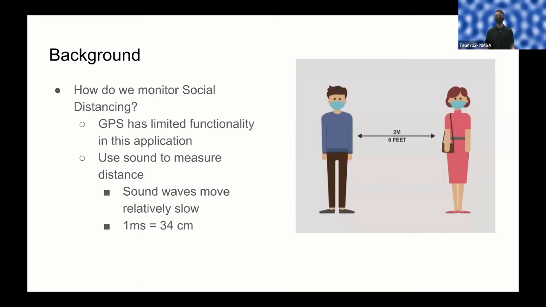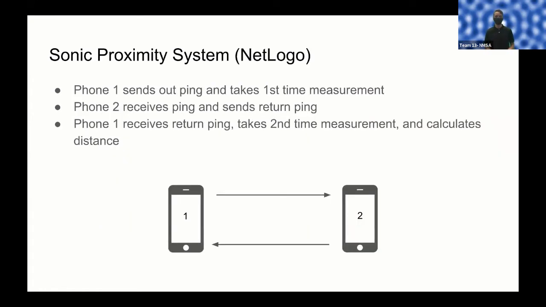Instead, we decided to use ultrasonic waves because they move slow enough for us to time them and measure the distance, and because they don't go through walls like GPS does. By timing how long it takes for sound to travel some distance with just millisecond precision, we can expect to get an accuracy of plus or minus 34 centimeters, which for this case we thought was optimal.